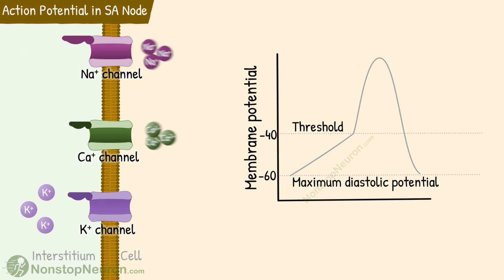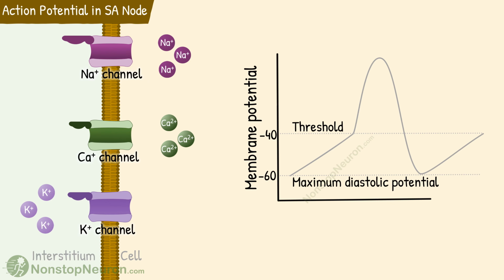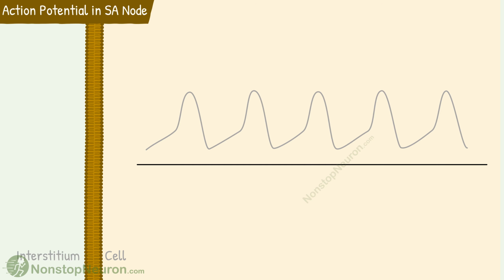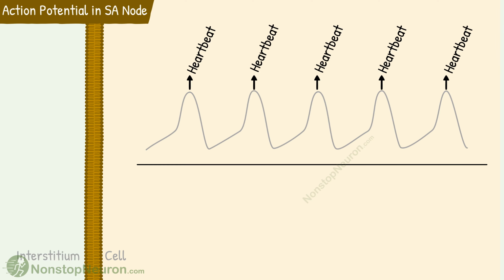The leaking of sodium and calcium again raises the potential and everything is repeated. In this way, the SA node keeps generating impulses. Each impulse spreads to all the tissues of the heart and triggers a heartbeat. So naturally, the faster the rate of generation of the action potential, the more the heart rate.